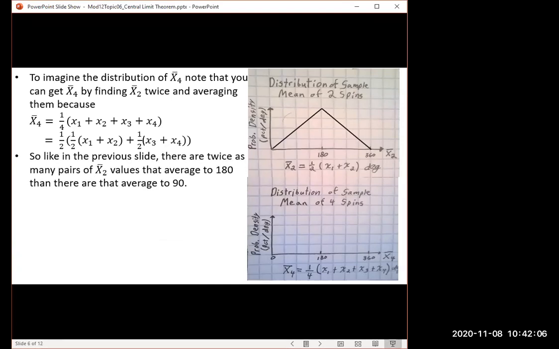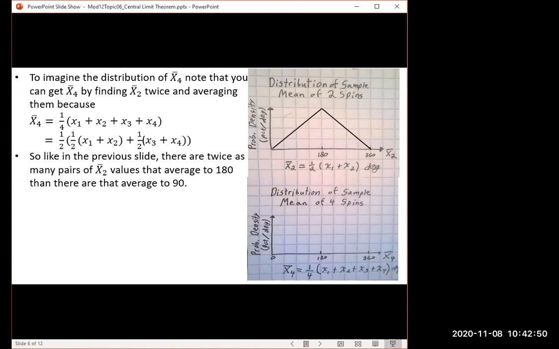Now think about this. To add up 4 spins and divide by 4, it's the same result as if you did the average of 2 spins twice and averaged the 2 averages. It's the same arithmetic either way. So in order to get x bar 4, you're getting x bar 2, and then you're getting another x bar 2, and you're averaging 2 x bar 2s.